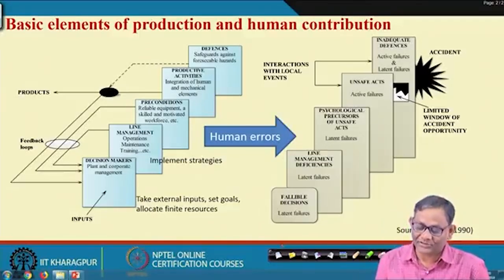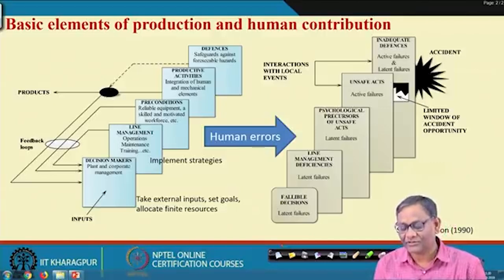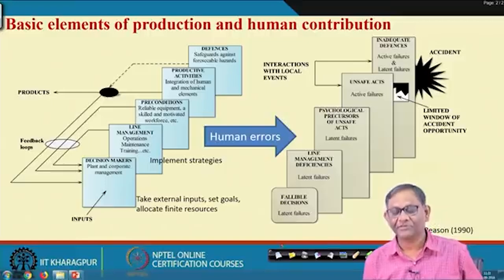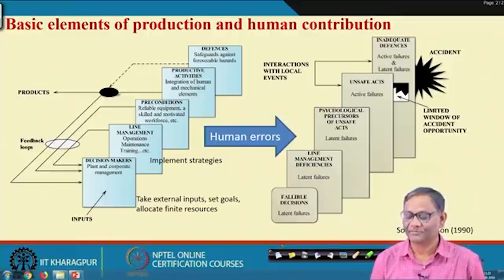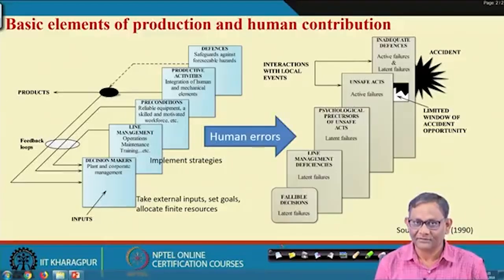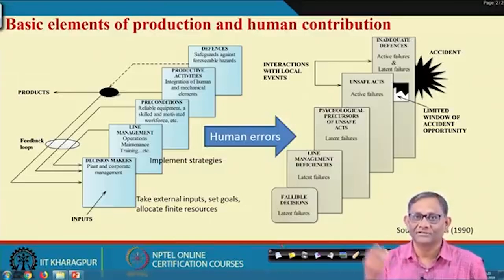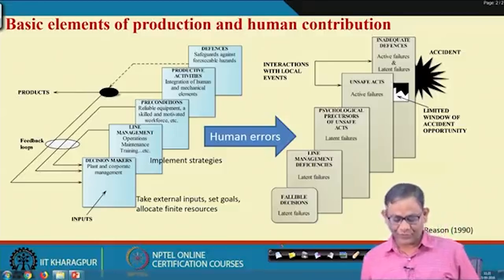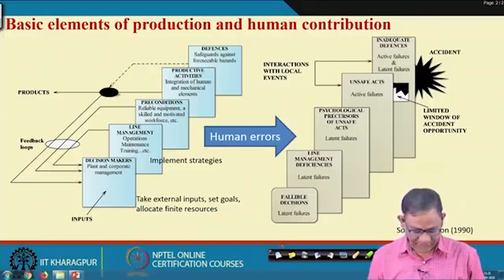So when errors are committed at the decision maker, line management level, we are basically talking about the management level. If you analyze accidents, we can find out that 85% of the problem lies at the management level, maybe 15% at the shop floor level. So you have to find out the human error across all levels. When it is at the management level, they are high level errors, and there are basically knowledge level issues. But at the worker level, it may be skill and rule level errors. Okay, so all those things we will try to find out.